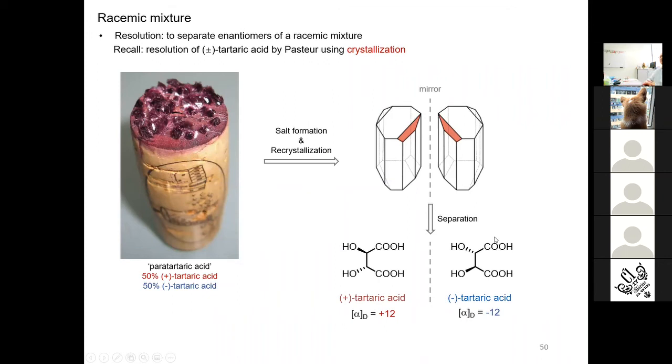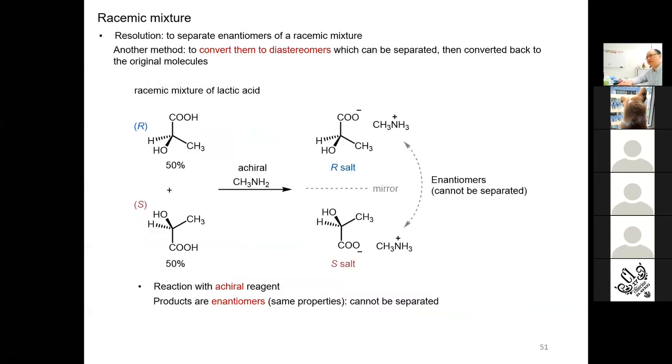Okay, so it has been proven for hundreds of years that recrystallization itself can separate a racemic mixture. So you have a racemic mixture of this, and you can separate it to get pure plus tartaric acid and pure minus tartaric acid just by separating these two crystals. But not all compounds are solid, right? So what if you have a liquid racemic sample that you basically cannot make solid? How do you do that? We have chemical ways to do that, okay?